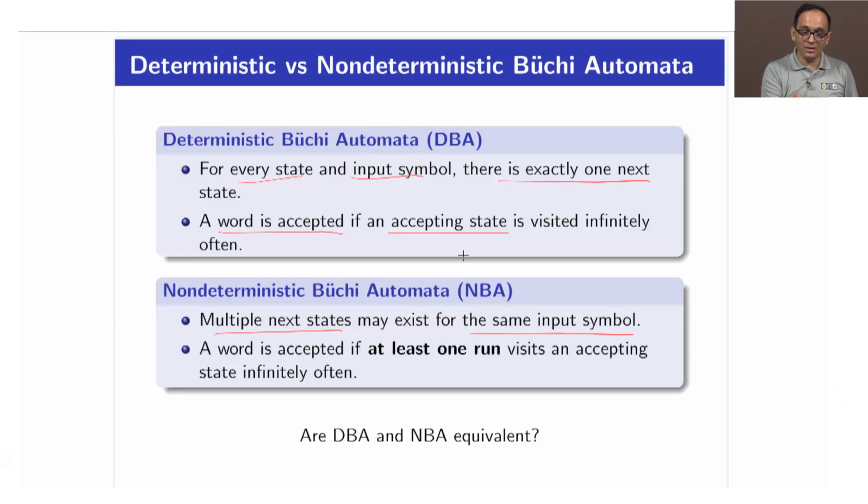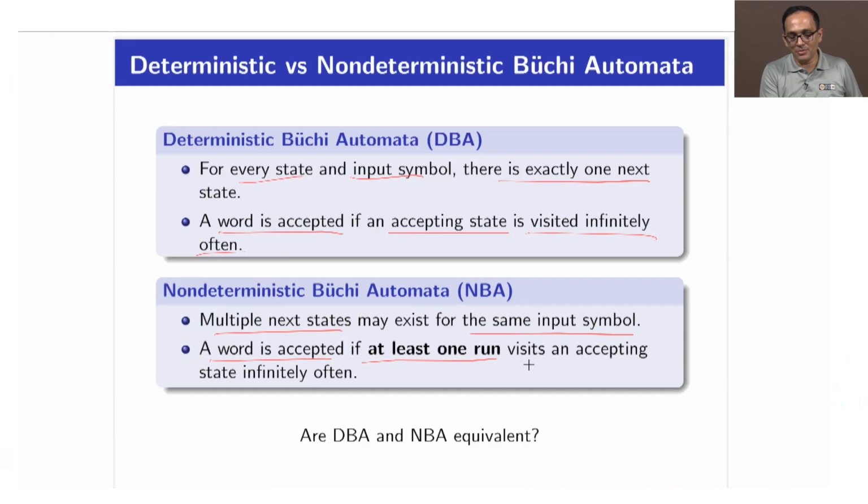Then how do I decide whether this particular word is accepted by this Büchi automata? For a deterministic Büchi automata, since you have a unique run, I will say that the word is accepted if the acceptance state, or the final state, is visited infinitely often by that run, right. On the other hand, in a non-deterministic Büchi automata, you have multiple runs, and at least one of the runs should visit the accepting states infinitely often, right. So, the word is accepted if at least one of the runs visits the accepting state infinitely often. There may be multiple runs, but at least one of them should visit the accepting states infinitely often.